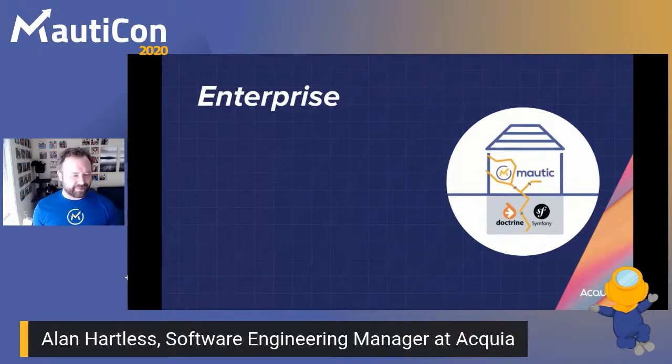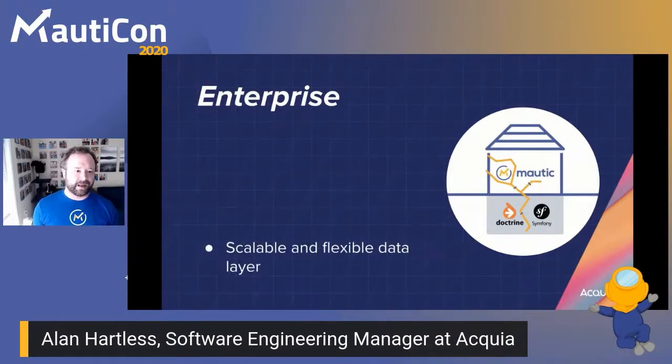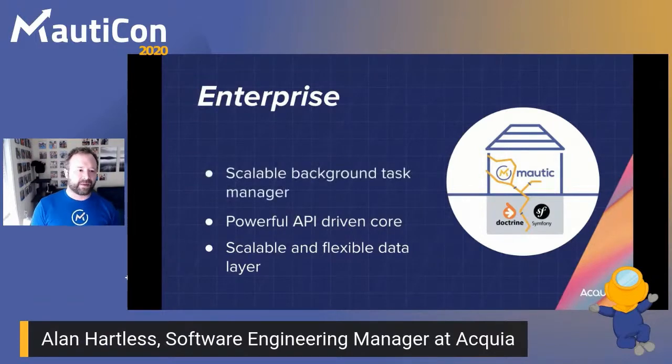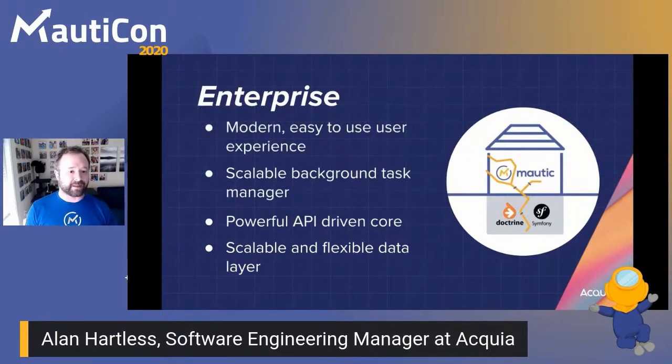But that doesn't increase the foundation's ability to support more. And at some point, we're going to max out. And so we need to build, and as we're looking to the future, we want to build a skyscraper, but on a foundation designed for a two-story home, and that's just not going to cut it. So as we look at this, an enterprise foundation needs a scalable and flexible data layer. We need a powerful API-driven core. We need a scalable background task manager. And we need a modern and easy-to-use user experience.